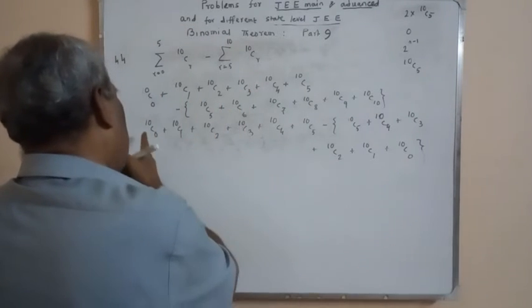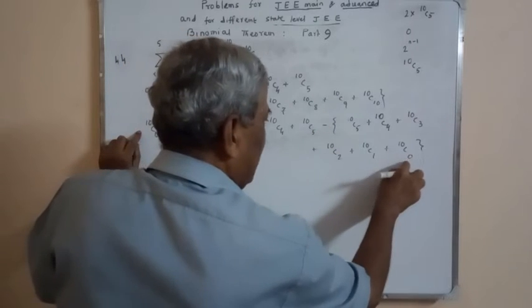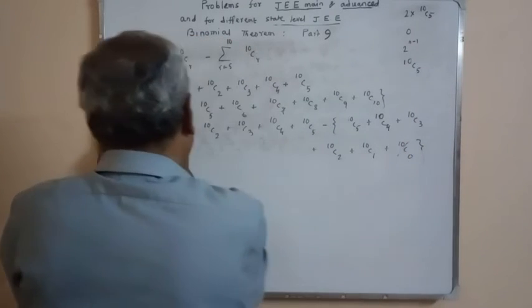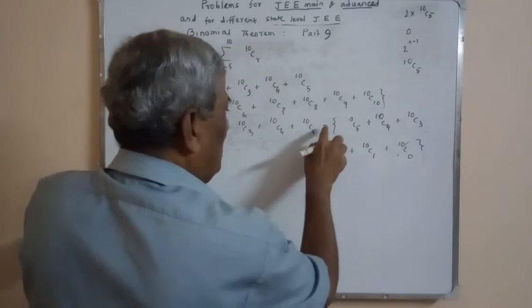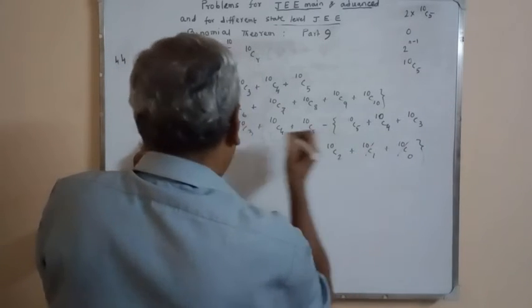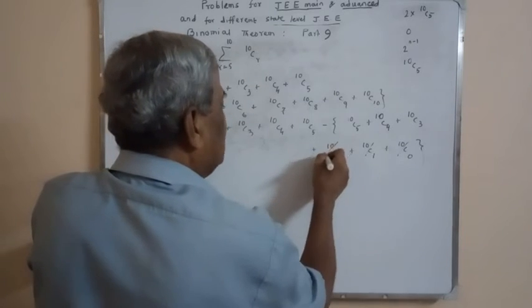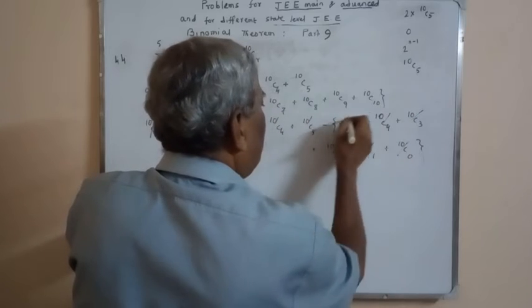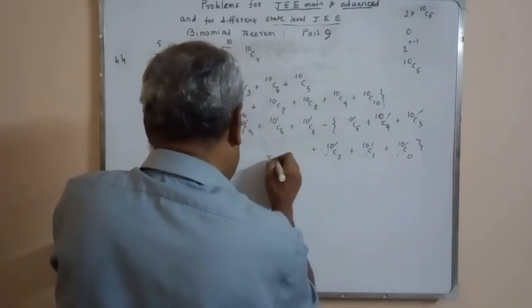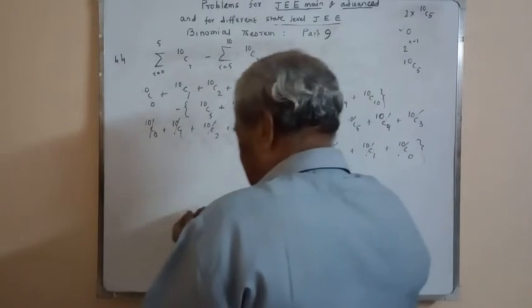Now you see 10C0 and this minus 10C0, they will be cancelled. This is 10C1 minus 10C1, pairwise they will be cancelled. 10C2, 10C2. So 0 is the answer. So option B is correct.